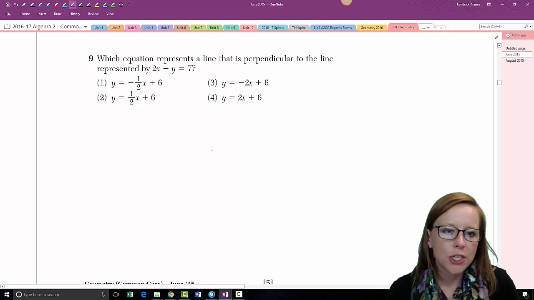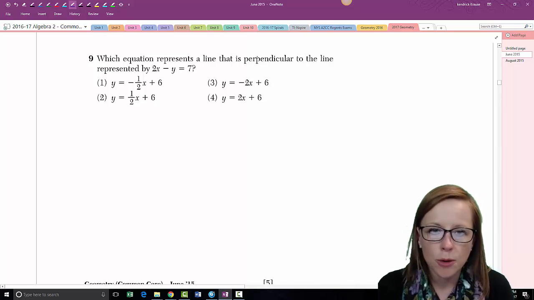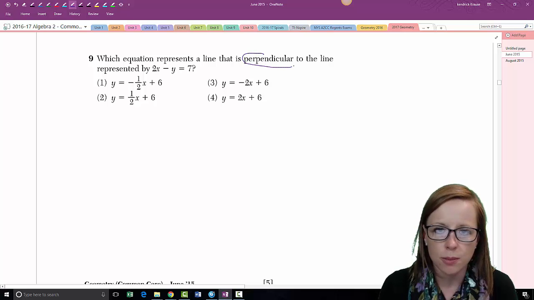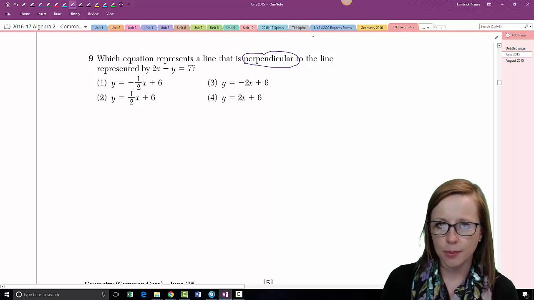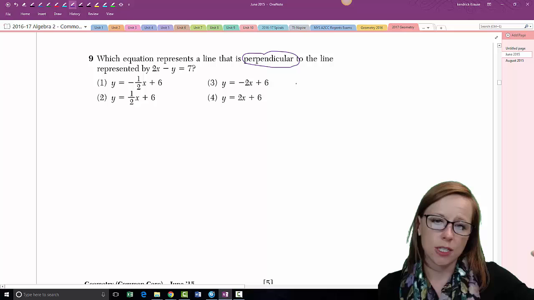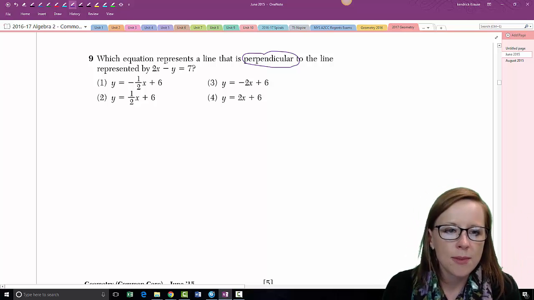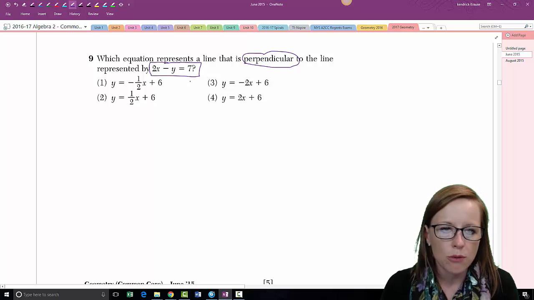Number 9, which equation represents a line that is perpendicular? If you see the word perpendicular, the very first thing you're supposed to pop into your brain is negative reciprocal slopes, meaning flip it and change the sign. So they give me this equation, but it's not in the y equals mx plus b form that I know dearly and love. So I'm going to move everything around.